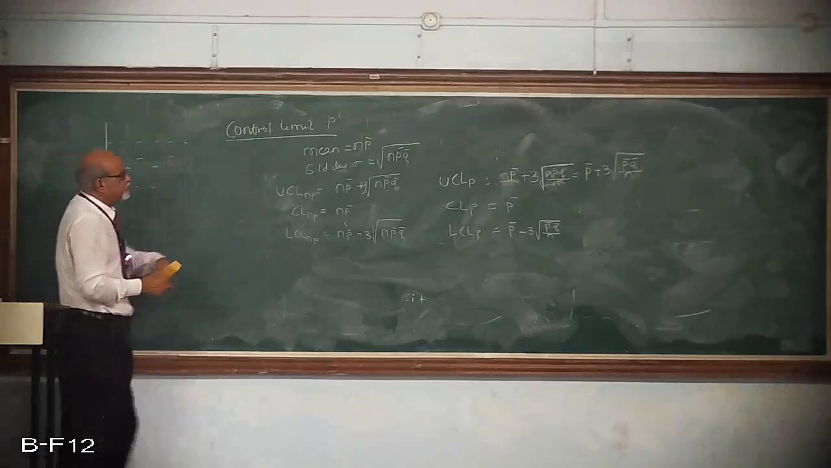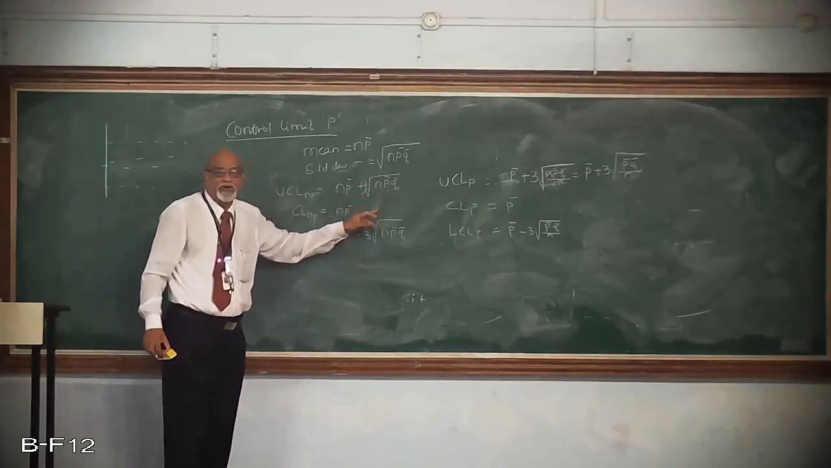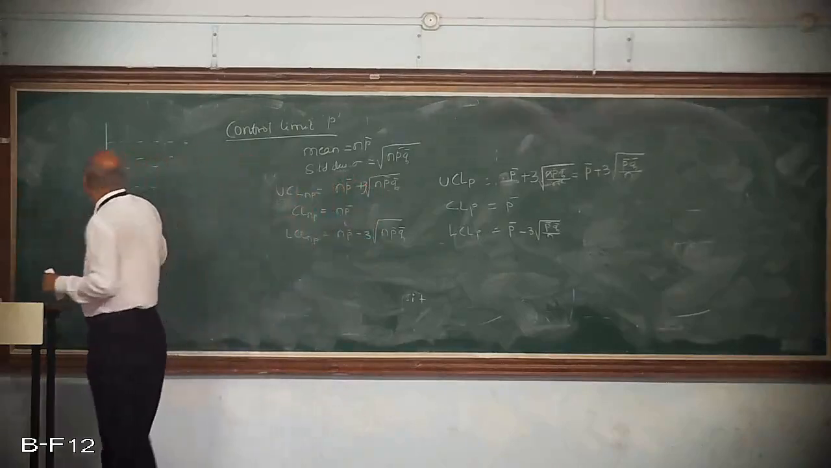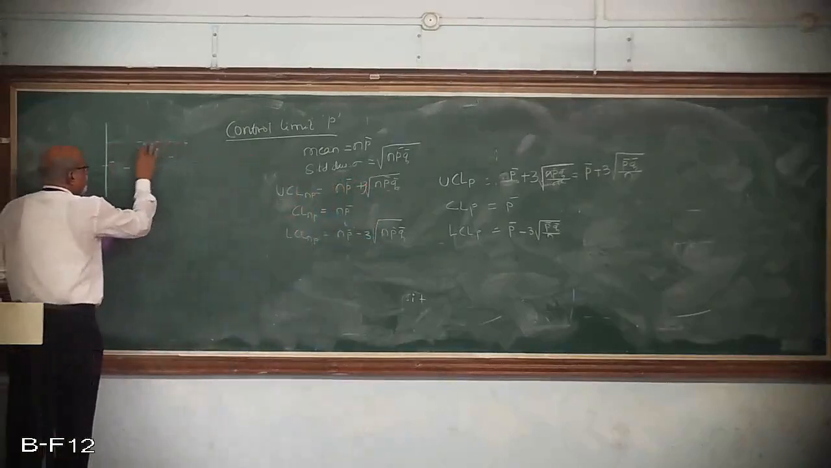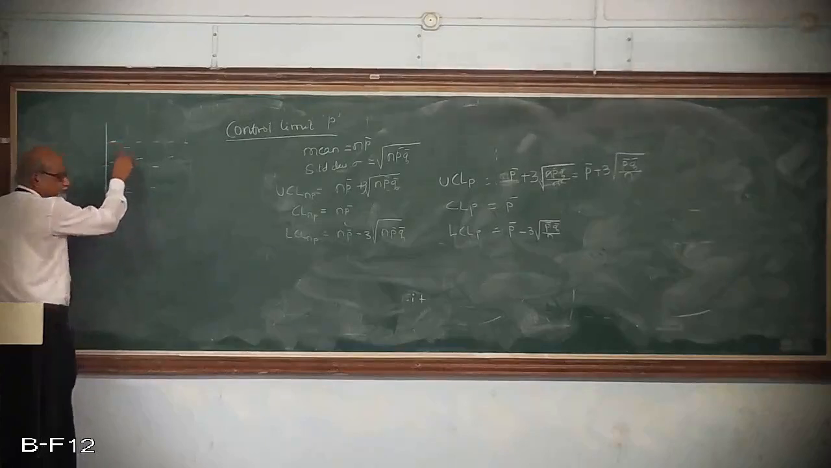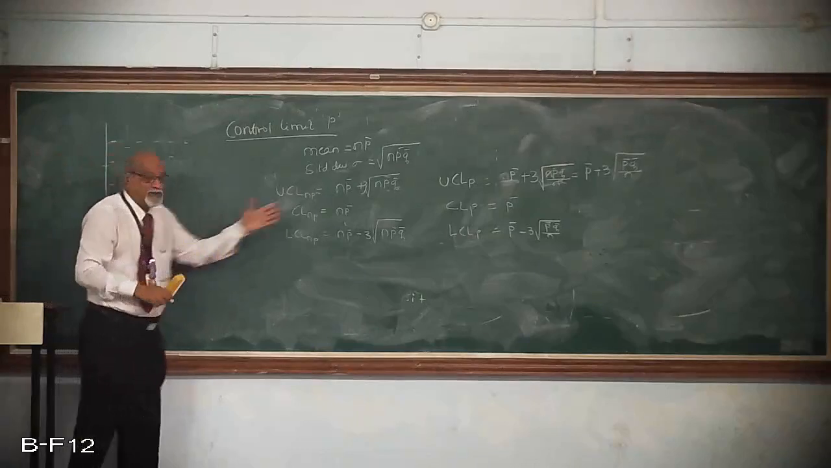And again, the upper control limit and the lower control limit also depend on the sample size. They will also go on varying. So for each of the samples, I need to find out the upper control limit and the lower control limit separately. Try to understand. This is for the first sample, these are the control limits. Second sample, these are the control limits. Likewise, it will go on varying.